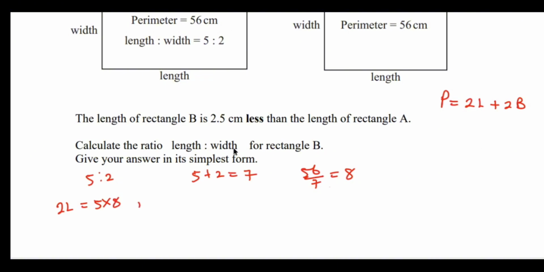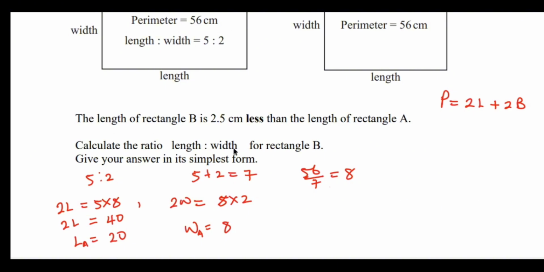And the width equals 5 over 8 times 2. So it simply means that 2L equals 40. So L, let's use LA for the first rectangle, will give us 20. While if we do the same thing here, we'll find that WA will give us 8. So we have gotten the length and the breadth of rectangle A.